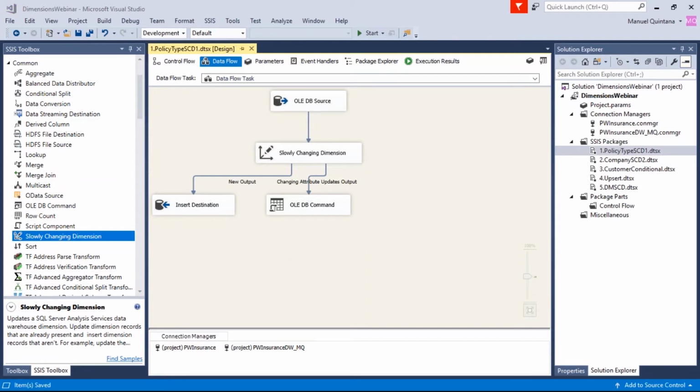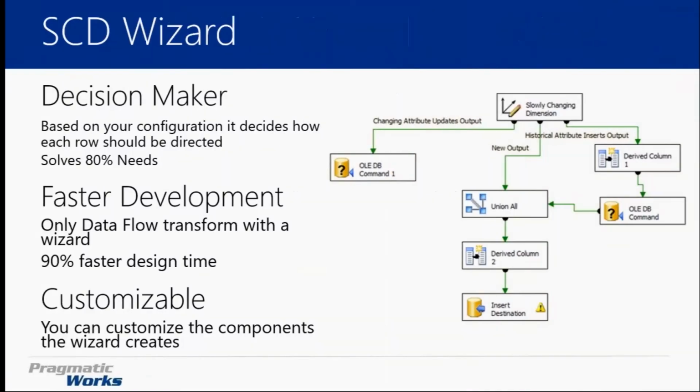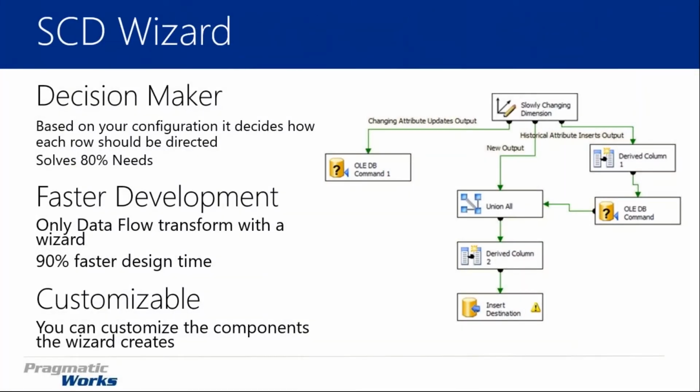Let's look at something about that SCD wizard that I was just talking about. It is the decision maker. It handles everything. The image on the right is a little more involved because it's using type 2 changes, which we're about to do. It creates the package as a whole. It's super quick from a development perspective. And after it's created that entire package post the wizard, you can add in your own transforms. You can customize and add whatever else you want after the fact.